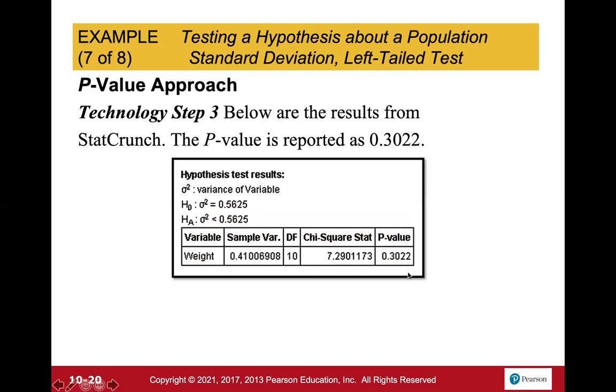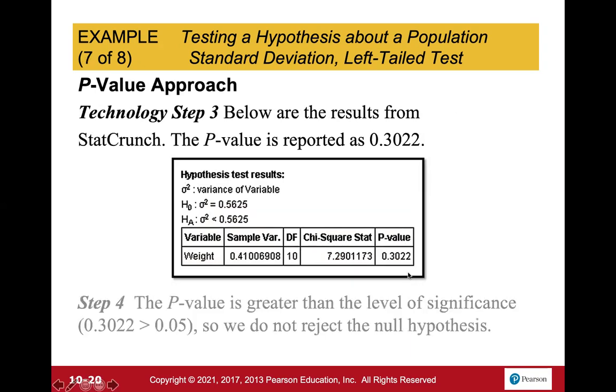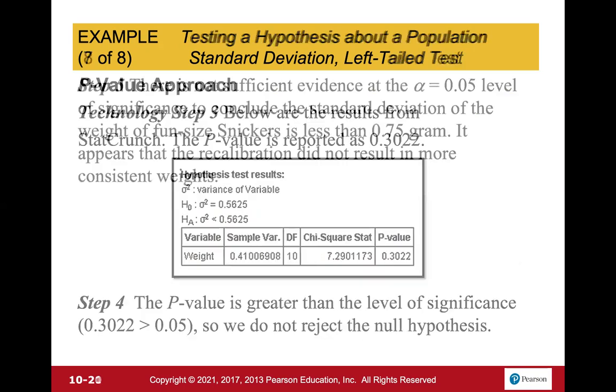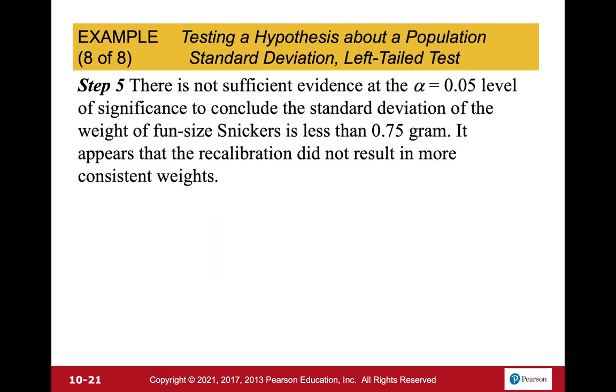So the p-value ended up being 0.30, which was a lot greater than the level of significance. So we would conclude that there is not sufficient evidence at the alpha equals 0.05 level of significance to conclude the standard deviation of the weight of the fun size Snickers is less than 0.75 grams. So it appears that the recalibration did not result in more consistent weights.